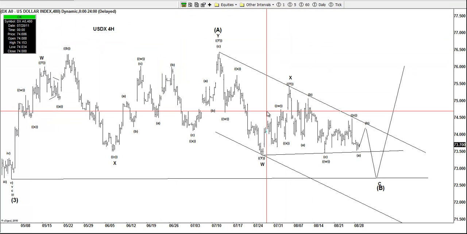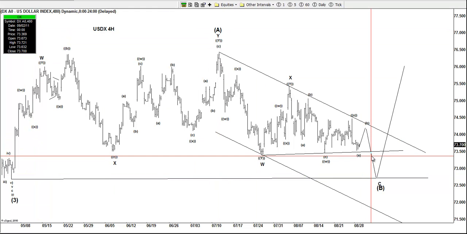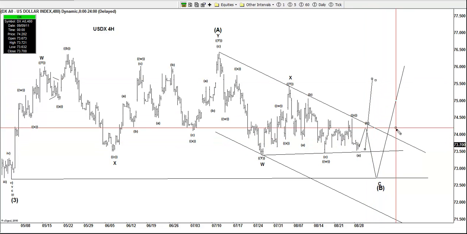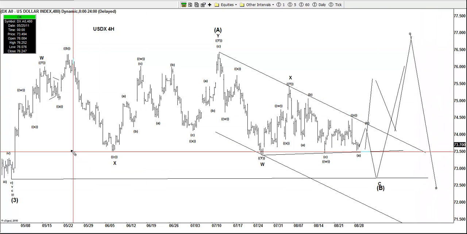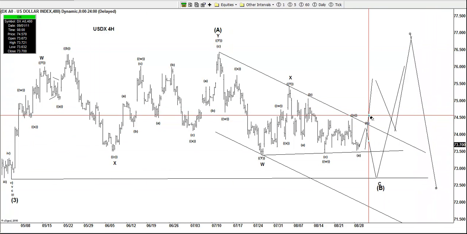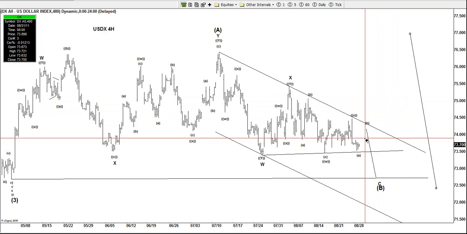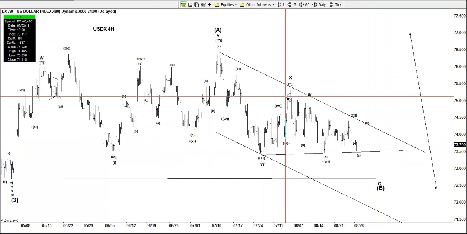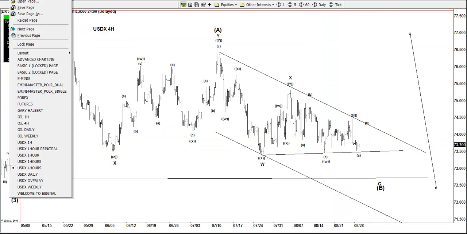So I like the triangle B wave also, when we got A and then B is a triangle, and what we're going to get from here is a 3-wave move to around 77 area. Don't get surprised about it. I've been mentioning that for a while now. So don't get surprised about this being A, having a triangle B when you got A, B, C, D, E, and going higher, guys. But I see the dollar making a move. I have no doubt in my mind.